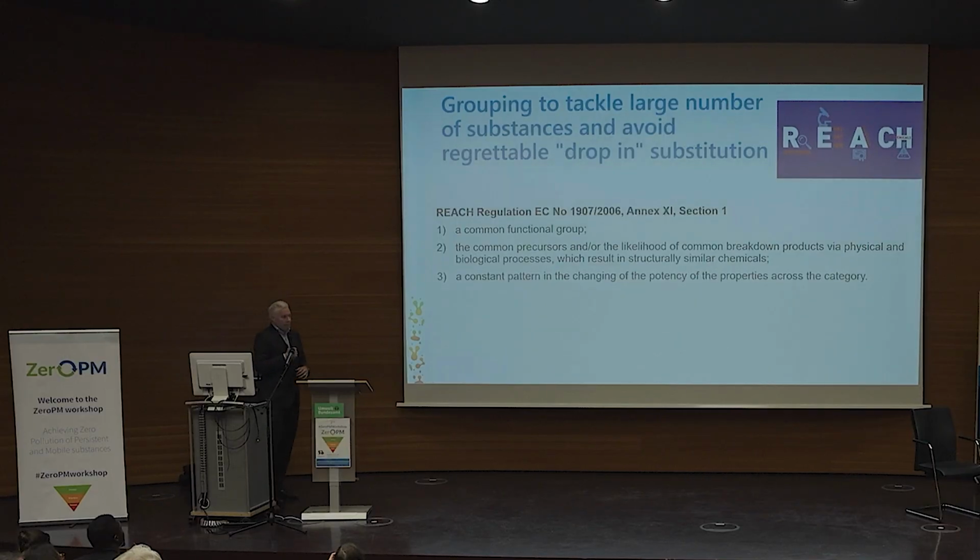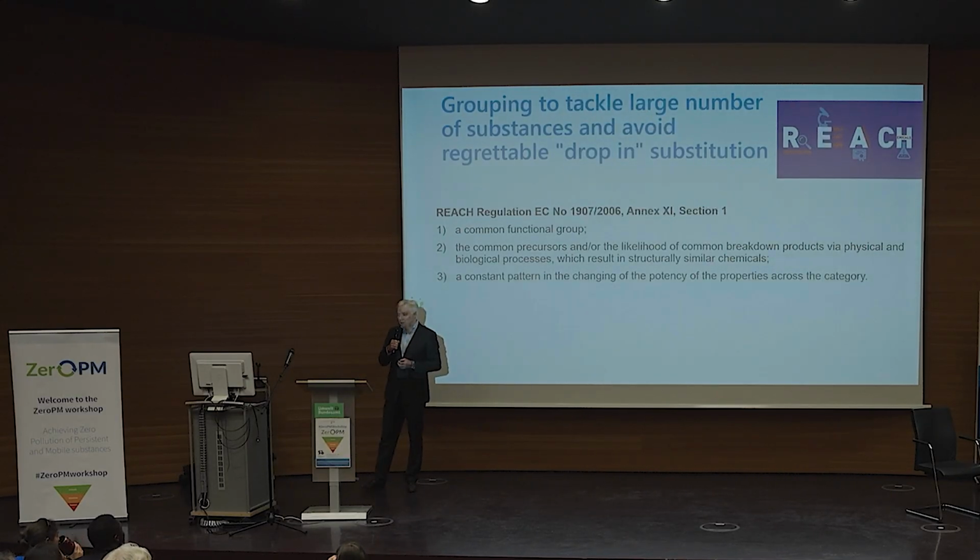I showed earlier that we're also using existing definitions of grouping that can be found in REACH to make it REACH compliant. So it has to have a common functional group. It has to have a common precursor and/or the likelihood of a common breakdown product via physical and biological processes, which result in structurally similar chemicals, or a constant pattern in the changing potency of properties across the category.